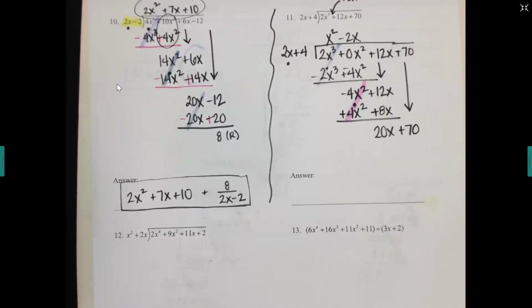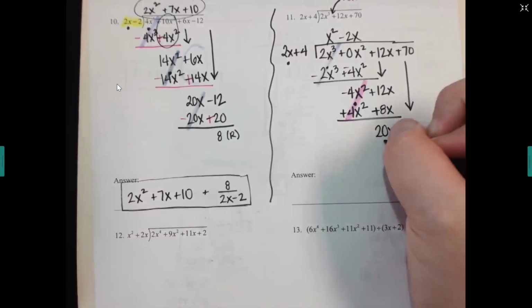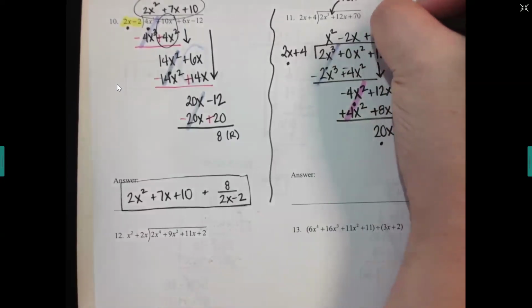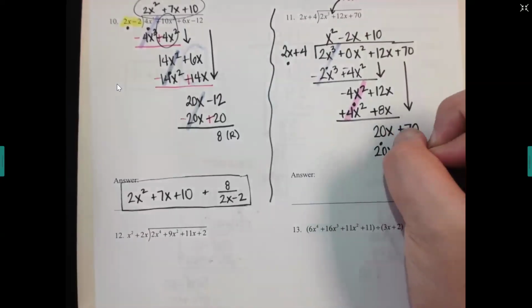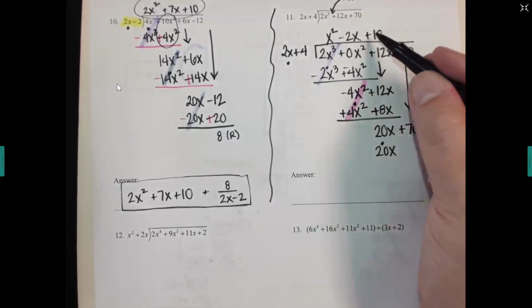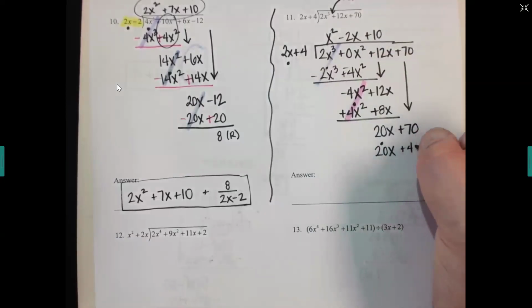Okay, then last one, I need my 2x to be a 20x. What do I need to multiply by? 10. So put a 10 up top. 10 times 2x is 20x, a perfect match. And 10 times 4 is 40.